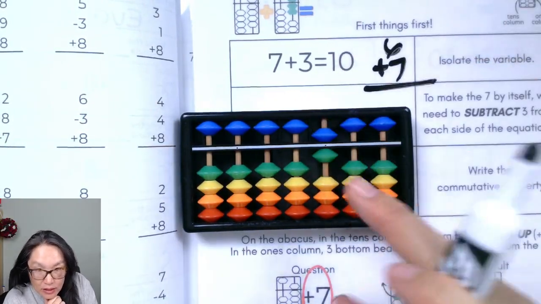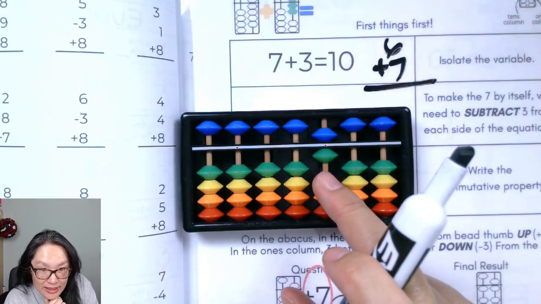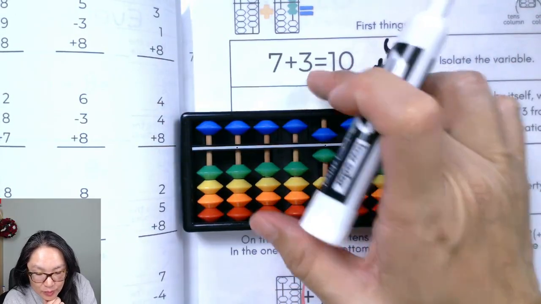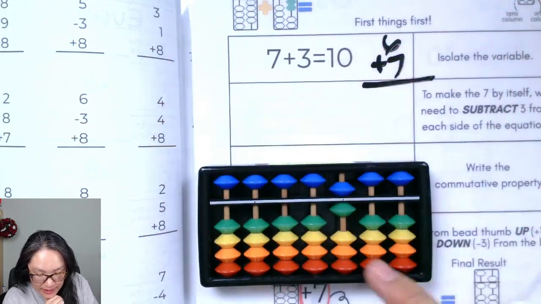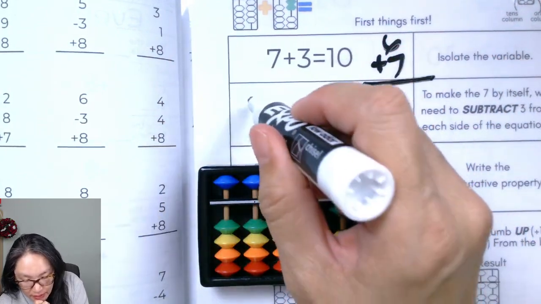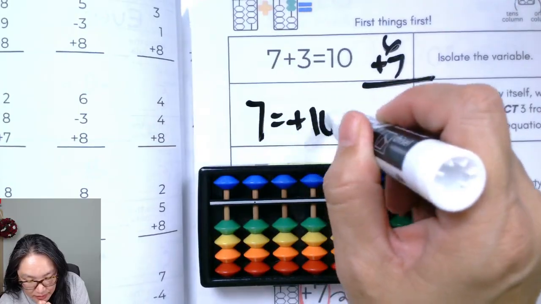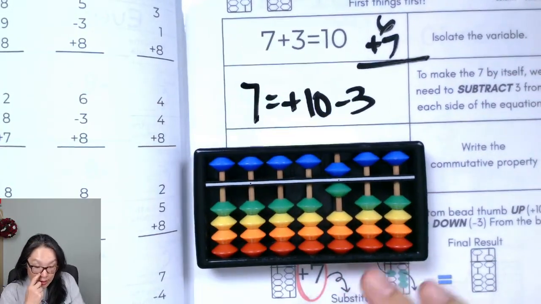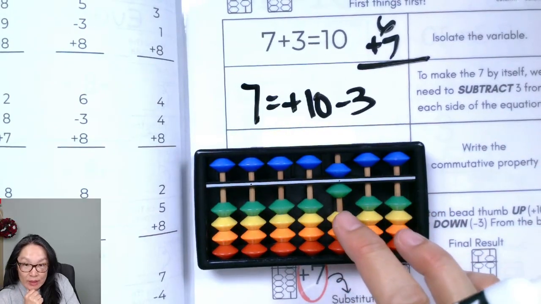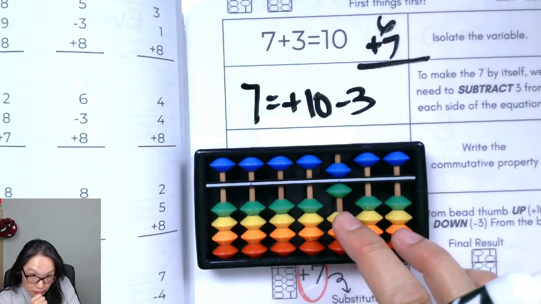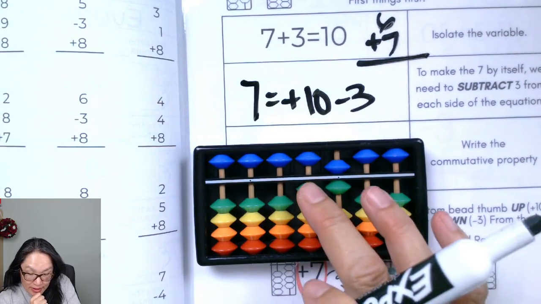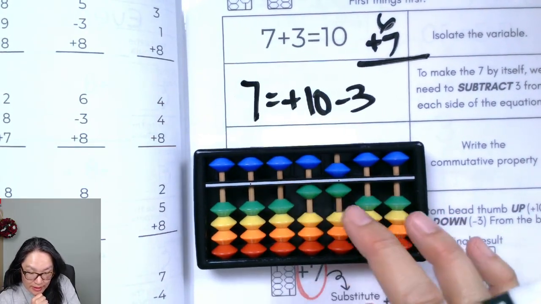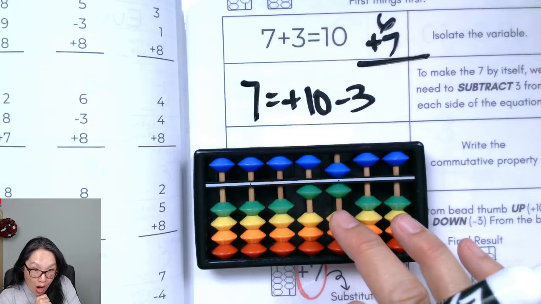So I have 6, and I want to add the 7. When I add the 7, what's going to happen? I need to plus the 10, right? I need to plus the 10 minus the 3. 7 is equal to plus the 10 minus the 3. So I'm going to plus the 10, 1, 0, and take away the 3.